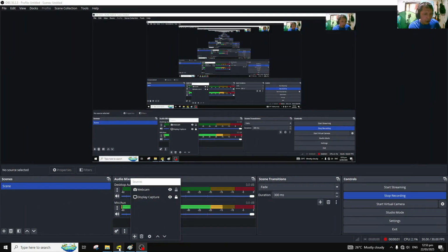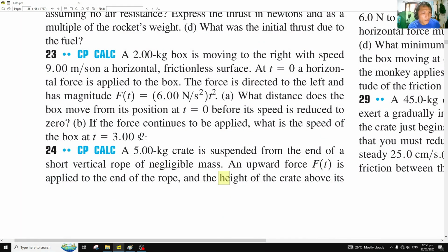Okay, let's continue with our problem. So letter B, if the force continues to be applied, what is the speed of the box at 3 seconds?